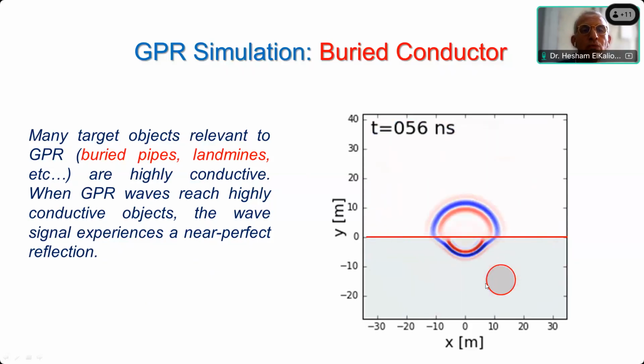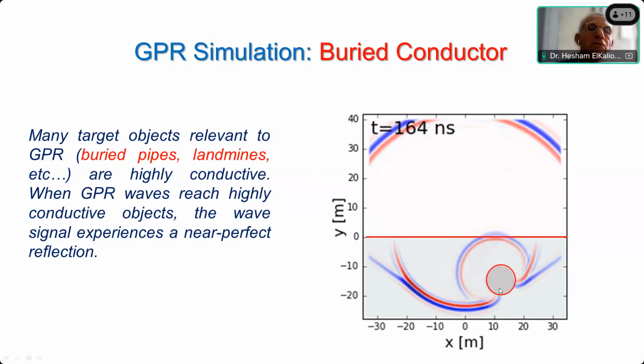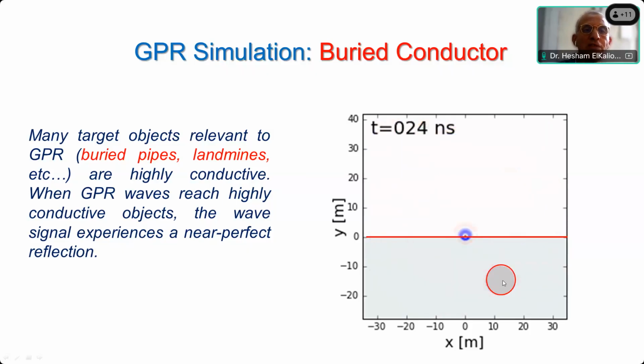Also, what affects the reflection is the content of this utility or cavity. If it's air or water or other soil materials, that also has an effect on these reflections.